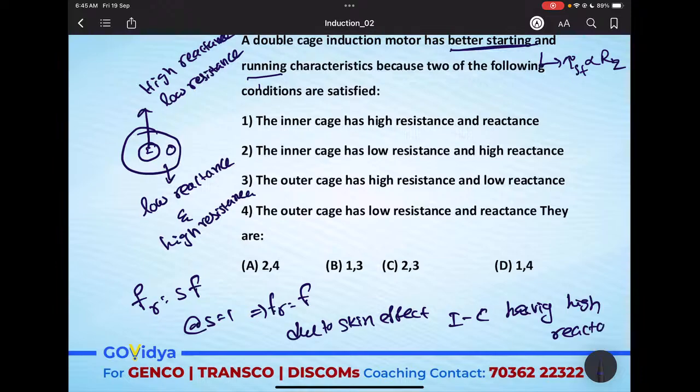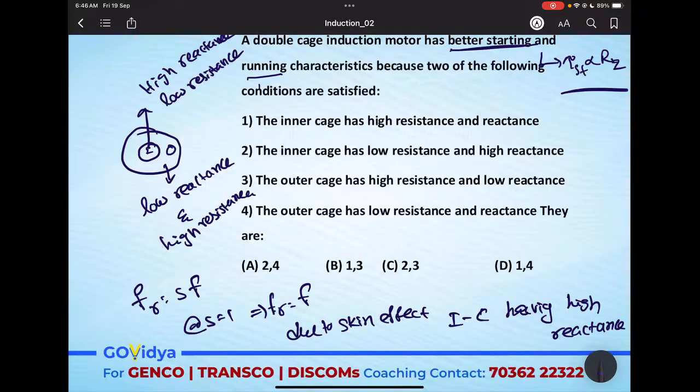In power systems, you might have studied what is meant by skin effect. So the inner cage is going to have high reactance compared to the outer one. As we designed, our outer cage has high resistance, so at the time of starting the rotor resistance will be high. So, as we already discussed, starting torque will be high, as it depends on the rotor resistance. Understood? Under running condition, the reactances of the inner cage and outer cage will both be the same. So it will improve the running performance also.